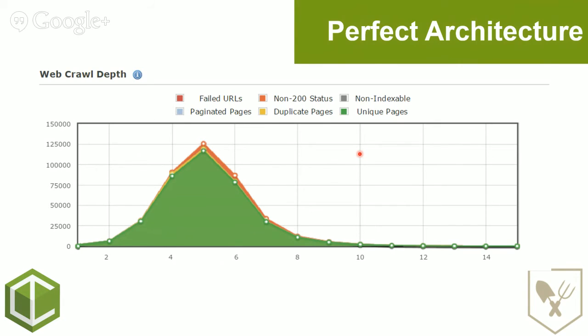So this is an example of a perfect architecture. You can see a very green shape, and you can see that most of the pages are available within the first 5 levels. So it's about 4 or 5 clicks from the home page. It tails off after level 7 and 8. So most of the pages are available within 7, 8 clicks. The whole thing is green, of good quality, unique and indexable.